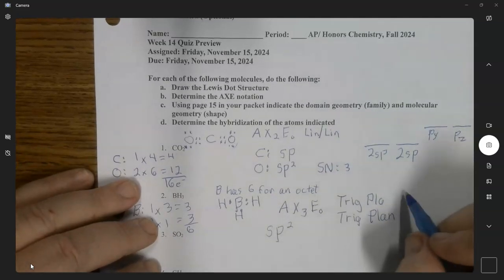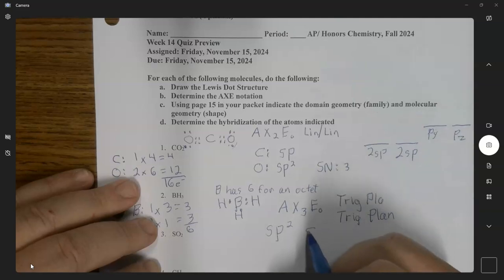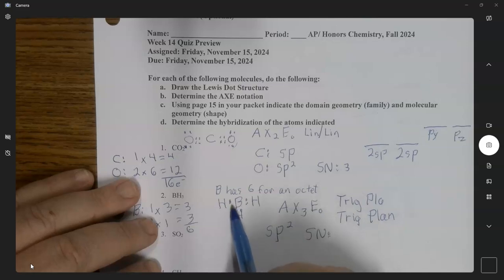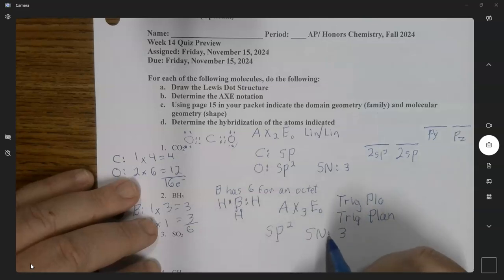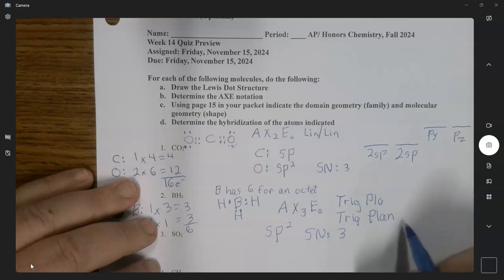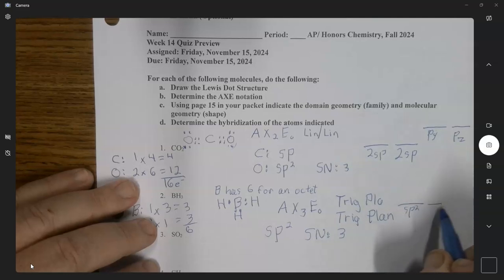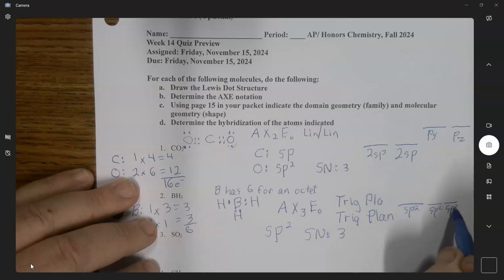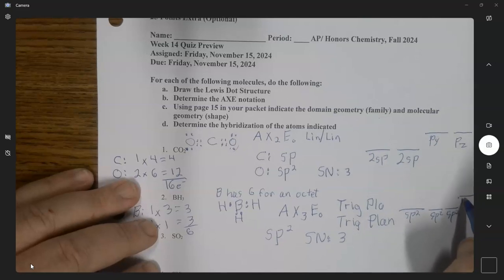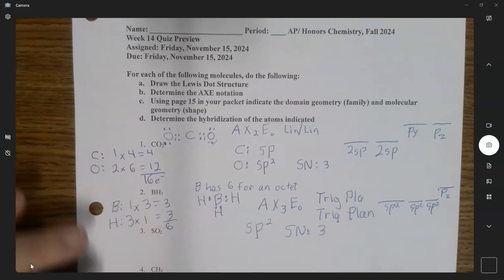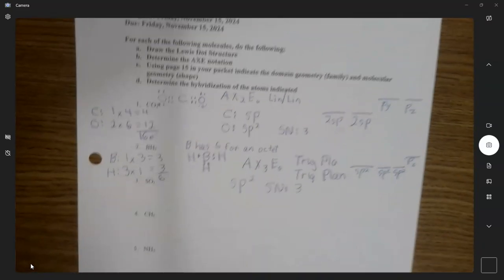Steric number, I should have written that. So steric number, Sn, that's how many electron domains? 1, 2, 3 of 3. Okay? There you go. And again, if you were going to draw that, it would be this. And then the unhybridized PZ, which can form a double bond, but it doesn't have to. It just has the ability to, okay? There we go. All right, let's keep going.